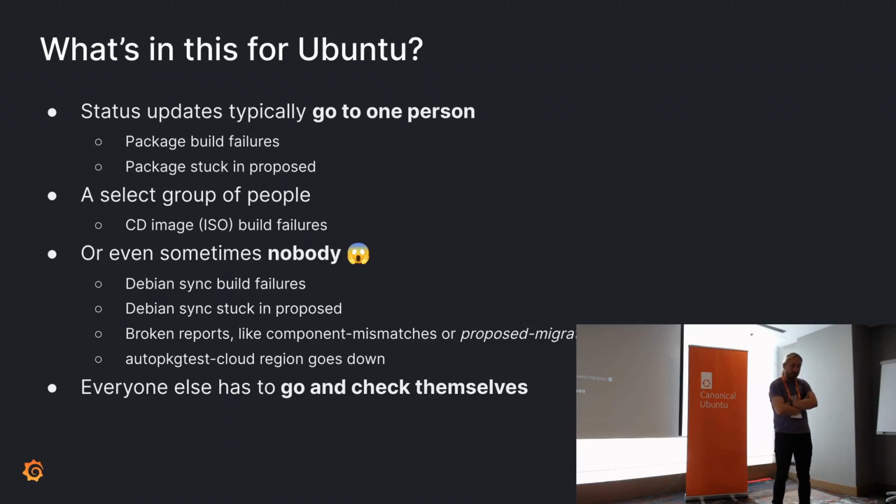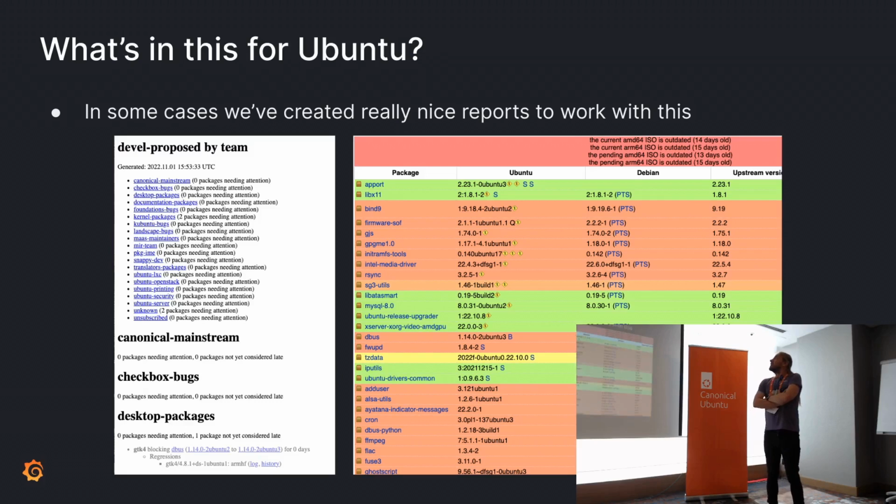But now I'm here to say that I've learned that it can be done better in the industry, and the techniques do exist. So we've created some reports to make our lives easier, given our lack of observability. We have a report where you can check for your team's packages and see if there's any problems in propose, rather than having to scroll through the huge list.